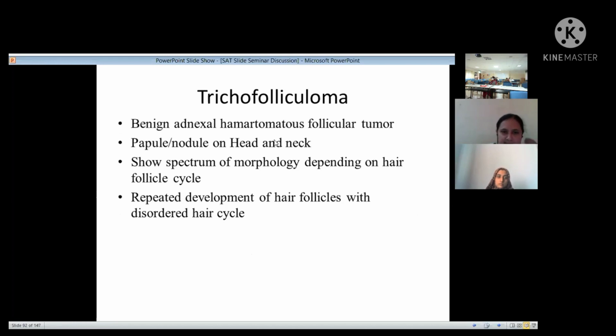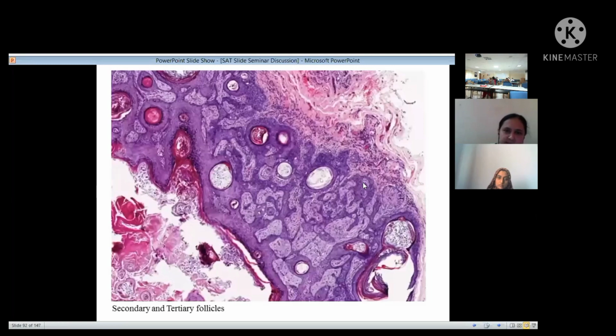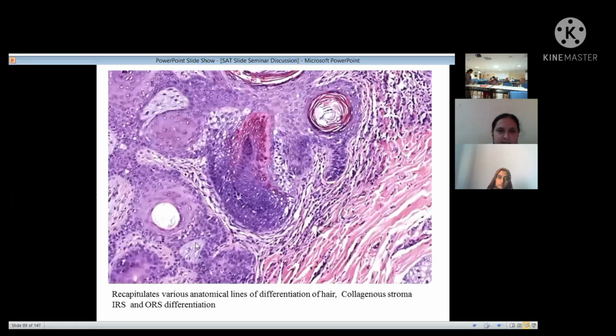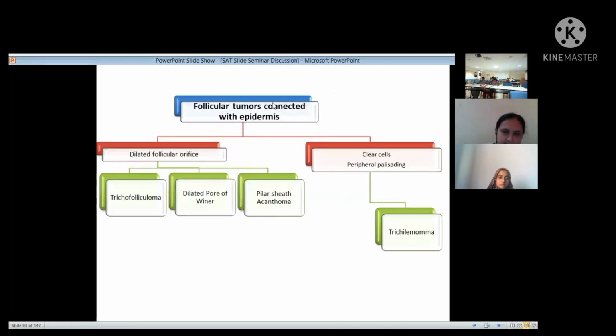So it usually occurs on the head and neck, and they can show different morphology of the hair cycle, like we saw the anagen hair follicle here. This is just developing. So there can be various spectra of the hair cycles here. And the hairs which are arising are small vellus hairs, and they are kind of distorted also. So in this particular tumor, there is a large cyst which is connected to the epidermis, like what we see in trichofolliculoma, which has a dilated follicular orifice.